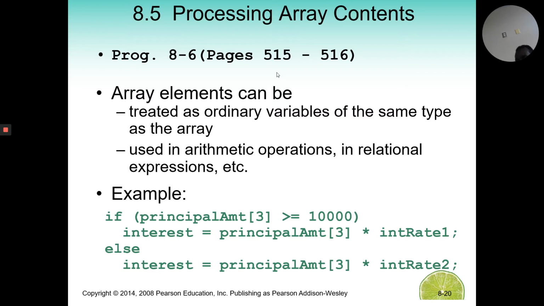Array elements can be treated as an ordinary variable of the same type as the array, so they can be used in arithmetic operations and relational expressions. You can have an example here: if array third one is greater than or equal to 1,000, interest equals principal of the position times the interest rate, else interest equals that, and interest rate too.